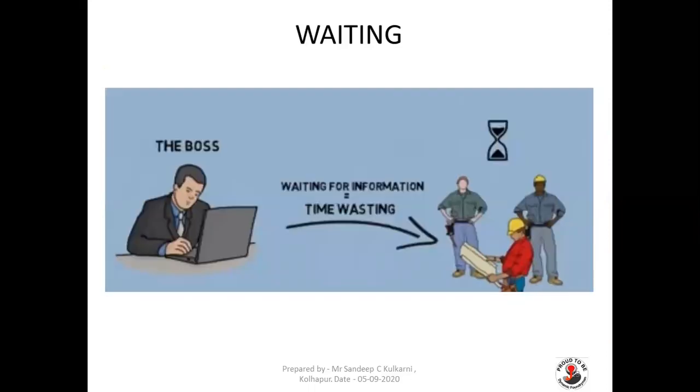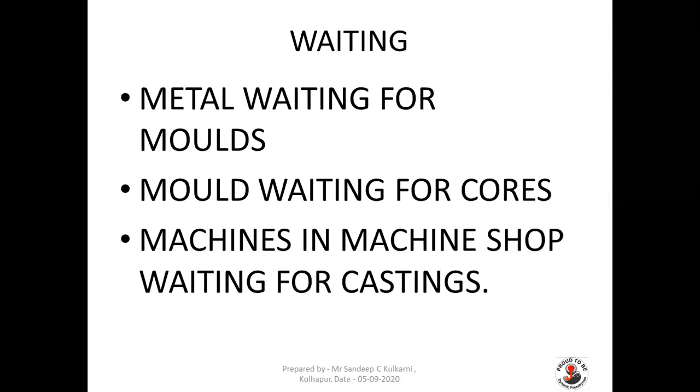The boss is waiting for the information to take a decision. So it's very important that decision making will be faster if there is no waiting. And for that, the information should flow immediately to the boss. So waiting of a metal for the molds, waiting for cores, machine waiting in the machine shop for the castings. All these waitings will reduce the efficiency of machine, efficiency of man, and indirectly it will reduce your profit margins. It will reduce your capacity utilization.